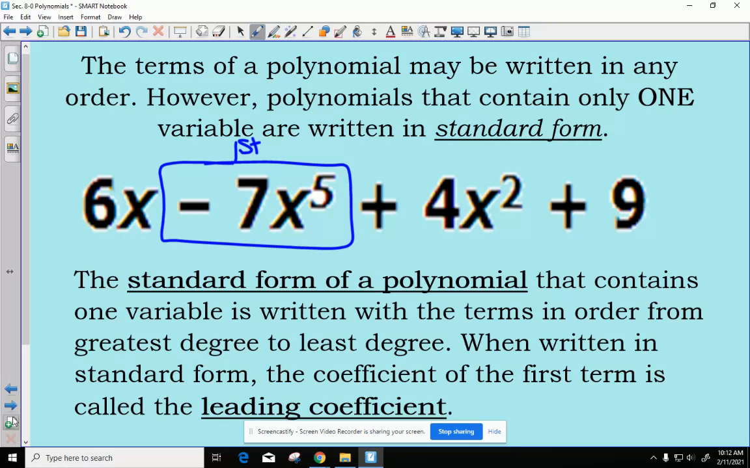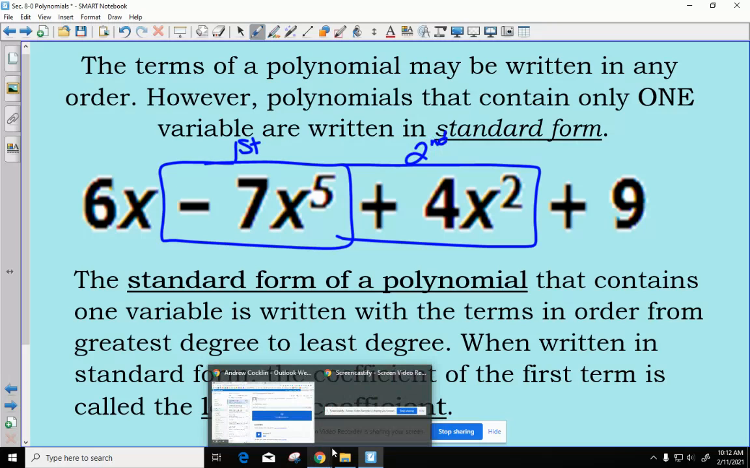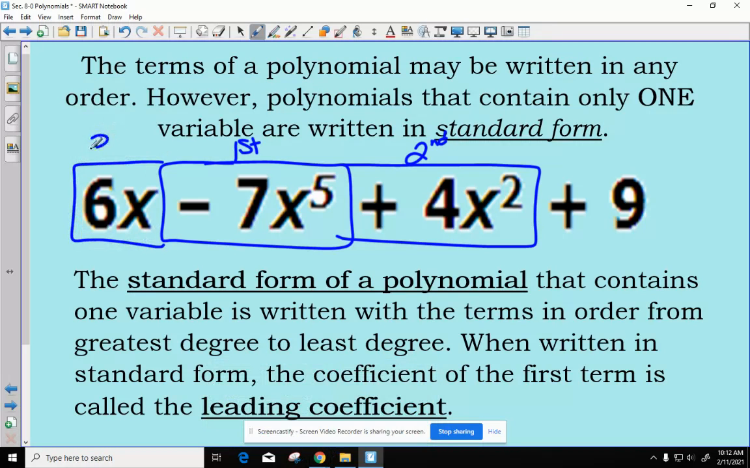Which one? It's 4x squared. This one should be second. Which one should be third? Jayla, which one? The 6x. What's the power on that 6x? A 1. Right? So this one should be written third. And then obviously, which one goes last? Okay, the 9.